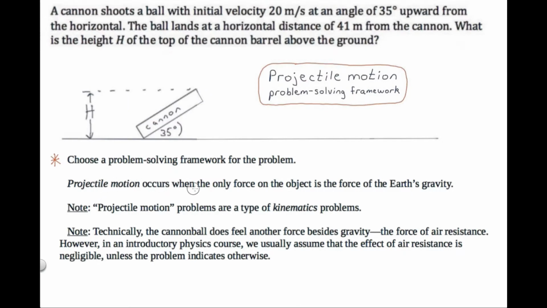Projectile motion occurs when the only force on the object is the force of the Earth's gravity. After it leaves the cannon and before it hits the ground, the only force on the cannonball will be the force of the Earth's gravity. So, the cannonball will undergo projectile motion. So to solve this problem, we plan to apply the projectile motion problem-solving framework to the cannonball.